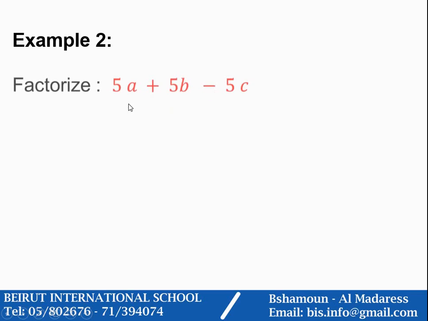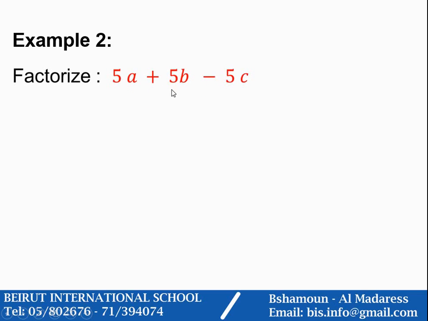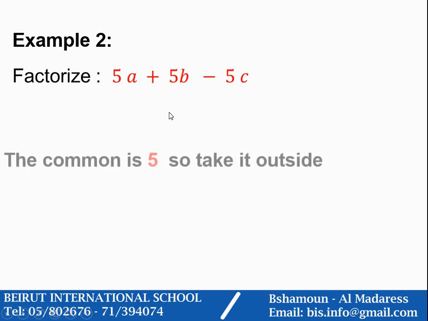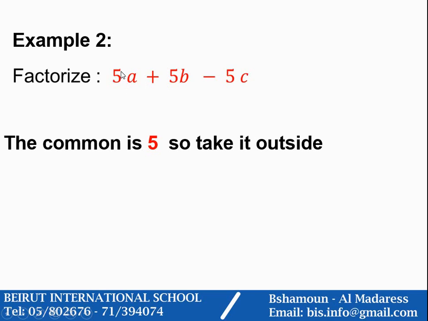Example 2. Factorize the following expression. You have 5a plus 5b minus 5c, an algebraic expression formed of three terms. You do the same way. You take the common factor. Here you have 5, and you have 5, so the common is 5, so take it outside. So you take 5 outside, as you see, and you open bracket to continue, and you move to the next step, which is you divide each term by the common.